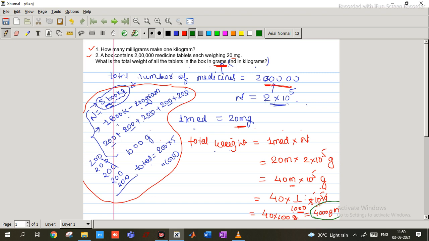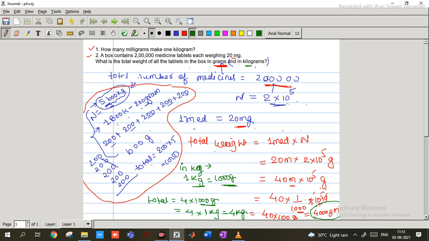Now his question is, and in kilograms. Okay, so for converting the gram into kilogram, we know one thing, that 1 kilogram is equal to 1000 gram. Now my total weight, I am getting it as 4000. So can I write 4 into 1000 gram? I can write it in this way, isn't it? So this 1000 gram, I know it is 1 kg. So let's write it in this way. So my final answer in kg will be 4 kg.